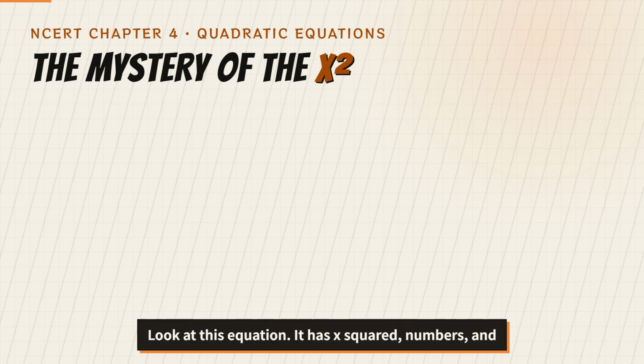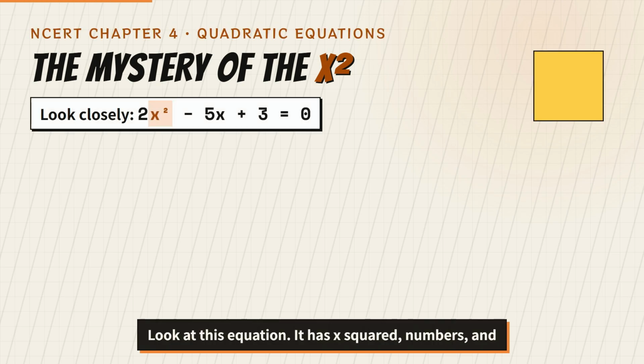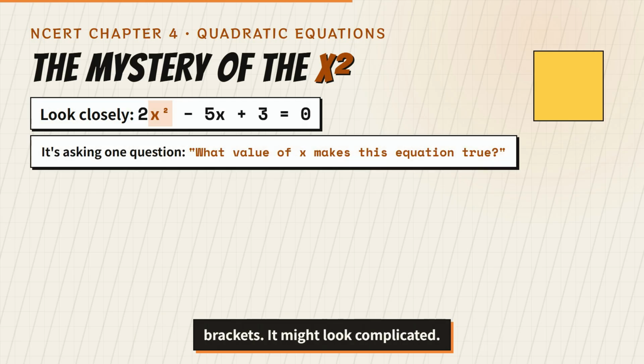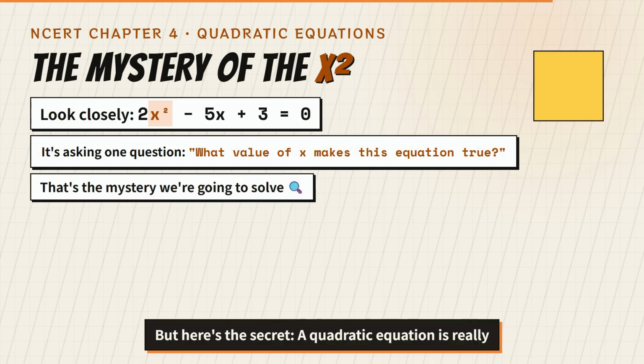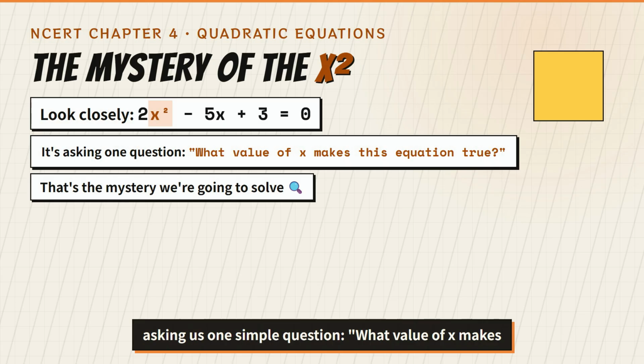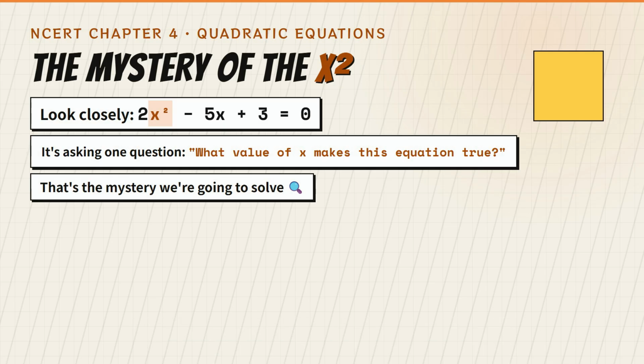Look at this equation. It has x squared, numbers, and brackets. It might look complicated, but here's the secret. A quadratic equation is really asking us one simple question. What value of x makes this equation true? That's the mystery we're going to solve.